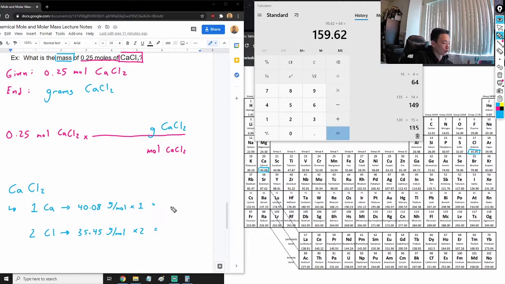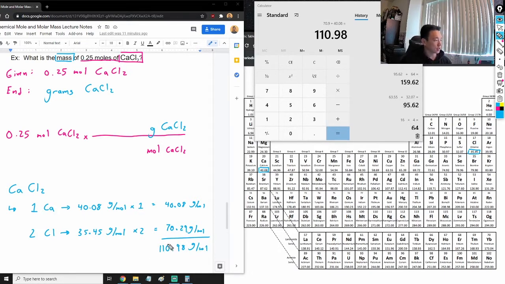So if we do 40.08 times 1, it's 40.08 grams per mole. We know that Cl is 35.45, so we're going to multiply it by 2. 35.45 times 2, 70.9 grams per mole. And since we're looking for them combined, we're just going to add them up. And so we'll do 70.9 plus 40.08, and that'll give us a molar mass of 110.98 grams per mole.